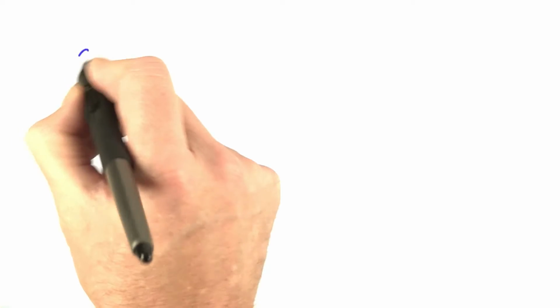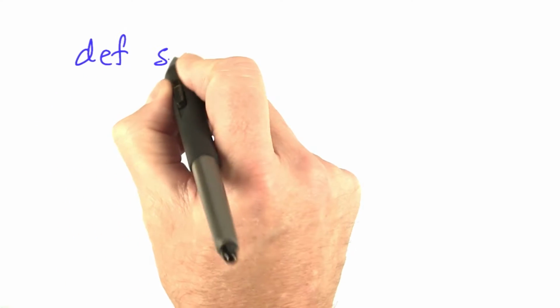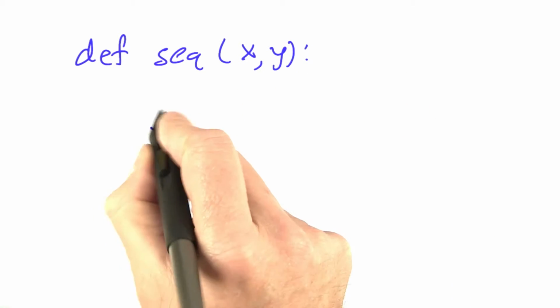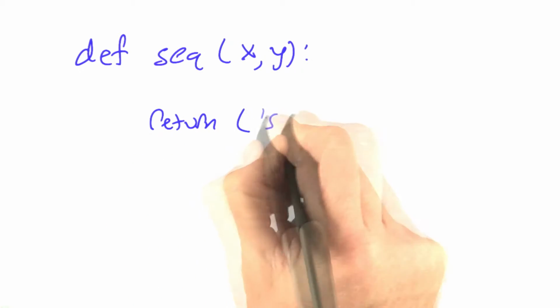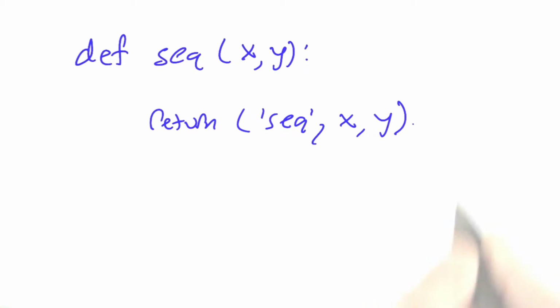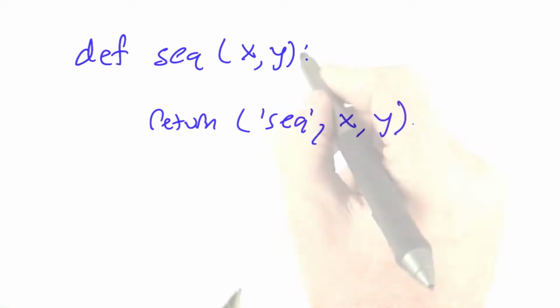Let's go about implementing that. Let's say I have my old definition of sequence of x, y, and we say return the tuple consisting of a sequence x and y. And now I want to change that. How would I change it?